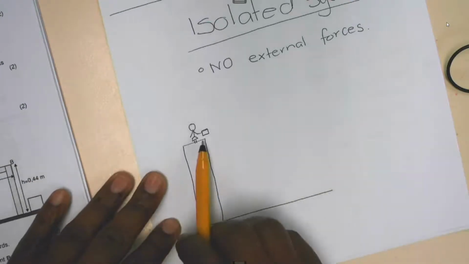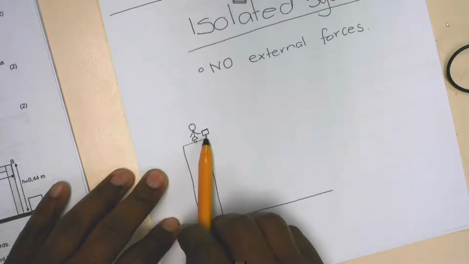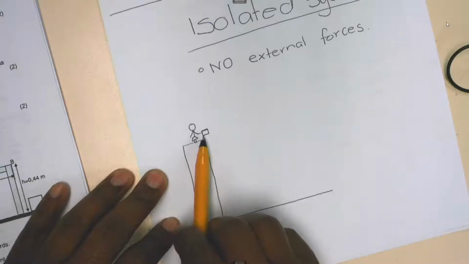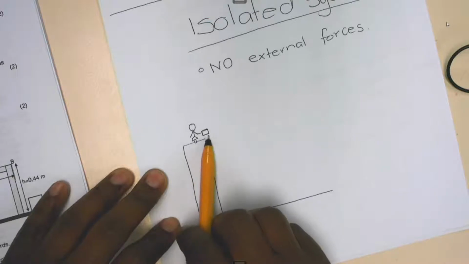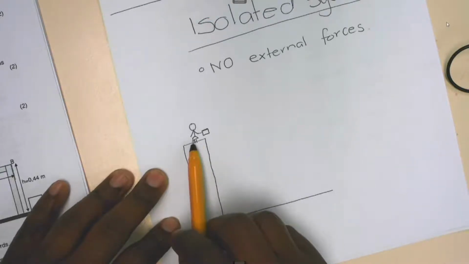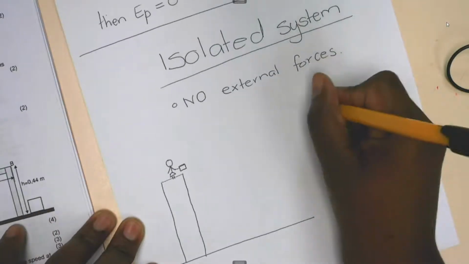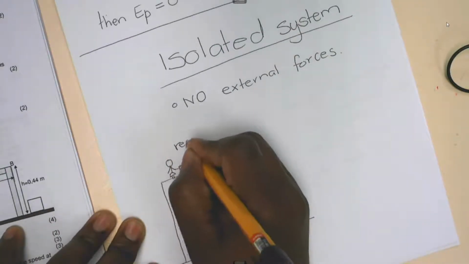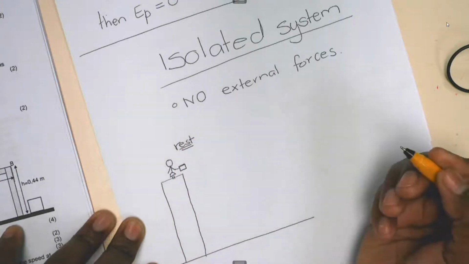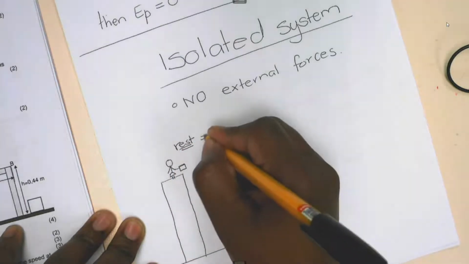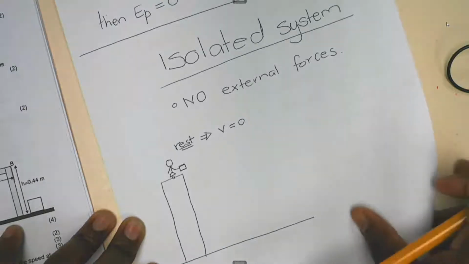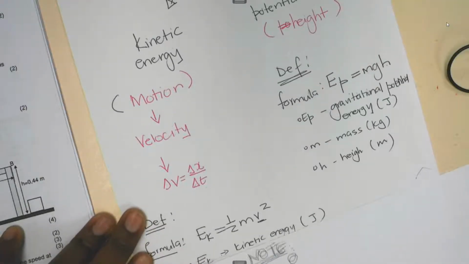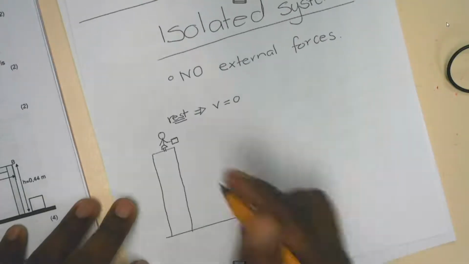Now, from Newton's first law, we know that this object, which is in my hand, has the same velocity as my hand. So if my hand is not moving, it means the stone is not moving. It means the velocity is 0. So you will see words like at rest. The stone is at rest. If it is at rest in my hand, that means the velocity of the stone is 0. If the velocity is 0, it means the kinetic energy is 0.